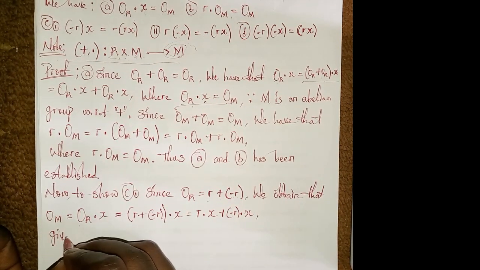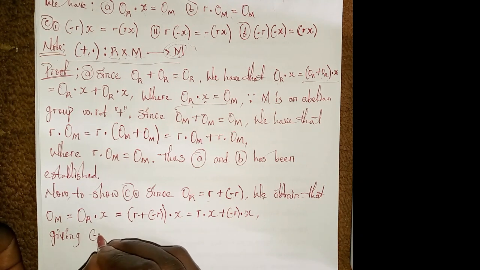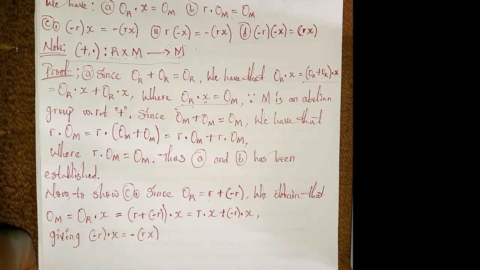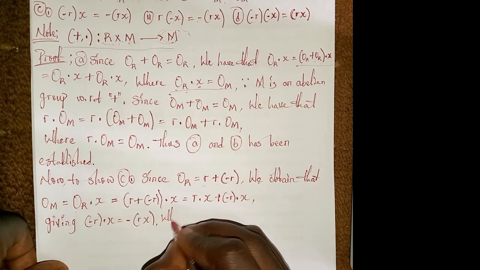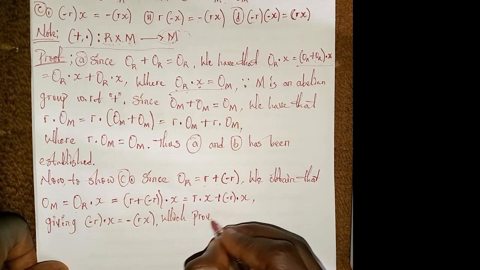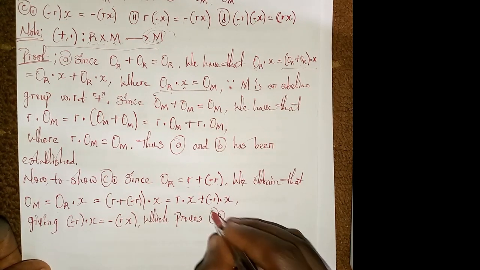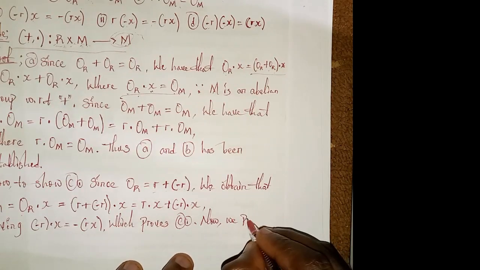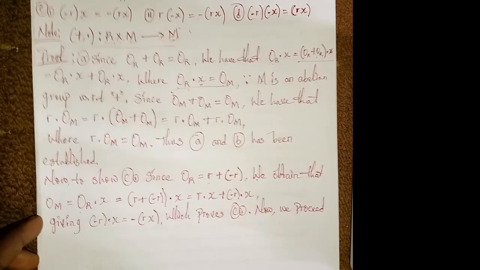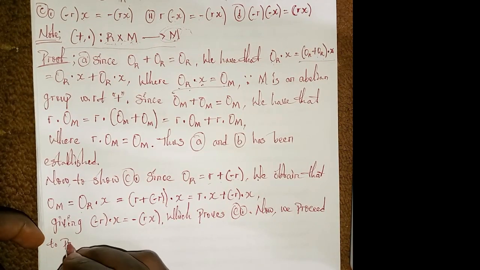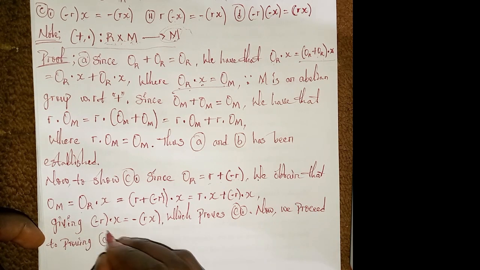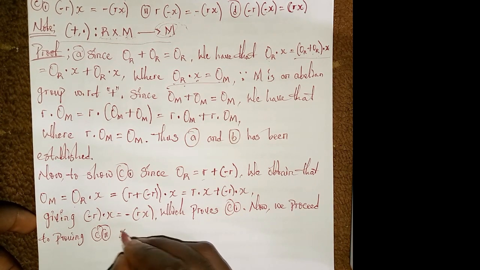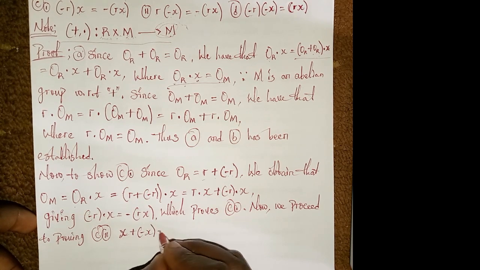Now given that negative R multiplied by X is equal to negative Rx, which proves C1. Now we proceed to proving C2.